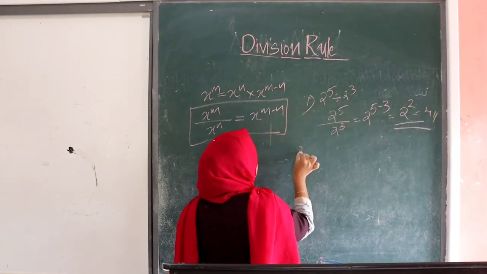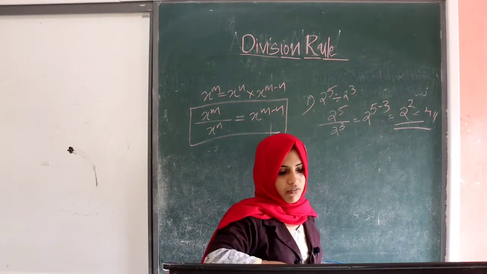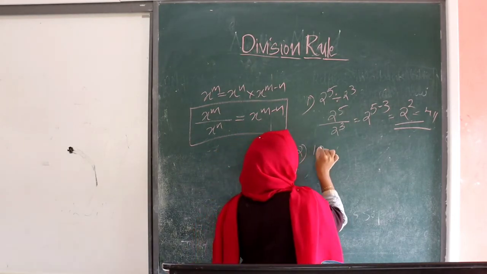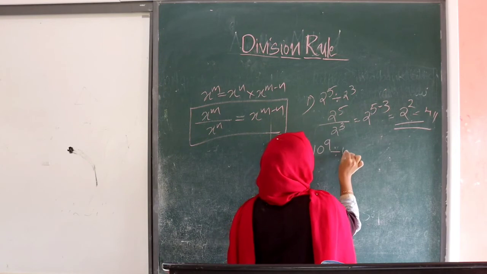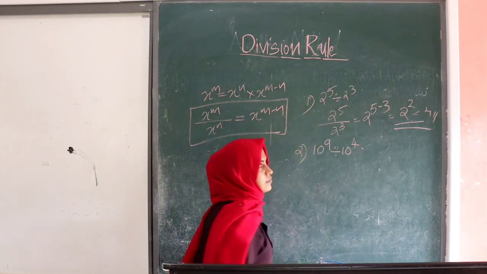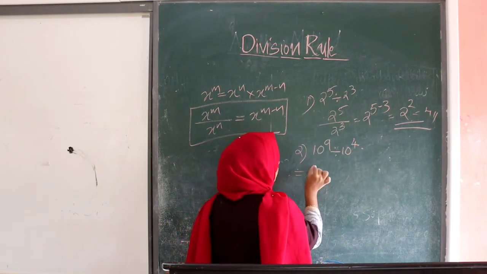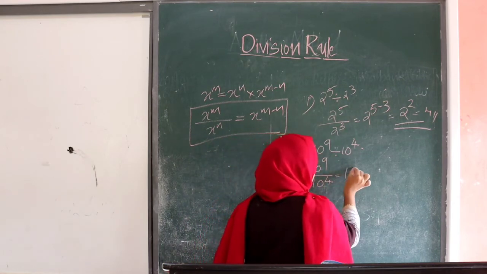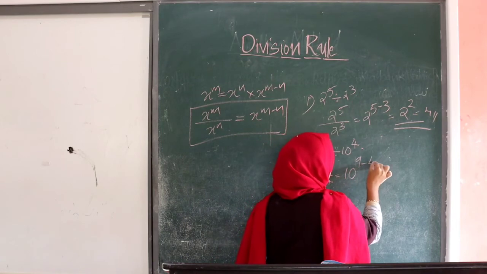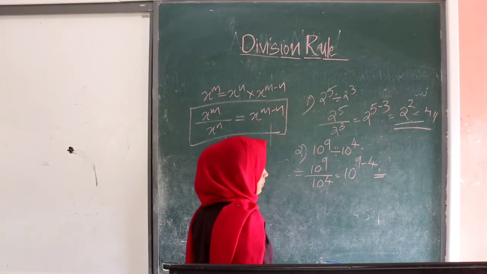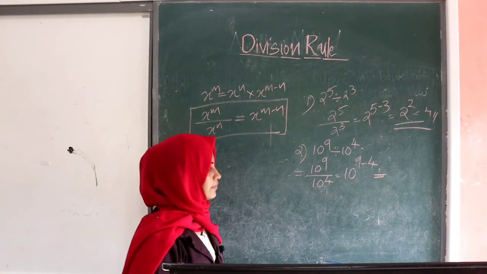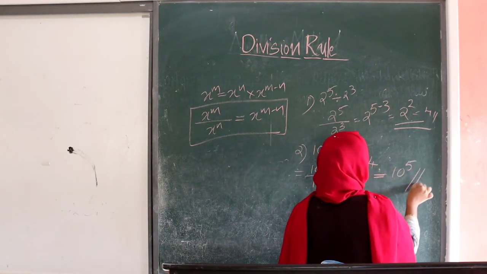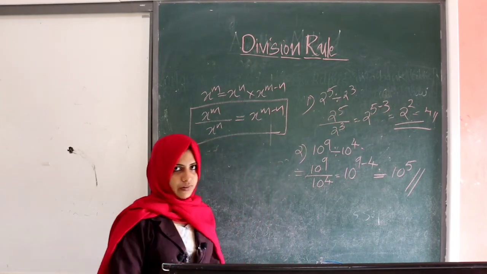The second question: what is 10 raised to 9 divided by 10 raised to 4? It means 10 raised to 9 minus 4. When we subtract 4 from 9, we get 5. So the answer is 10 raised to 5.